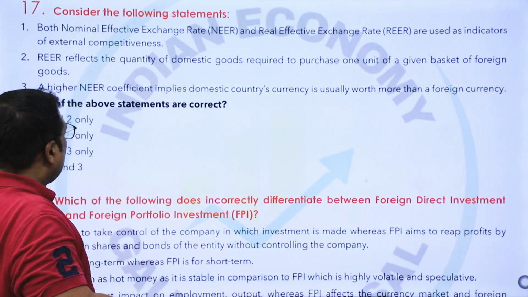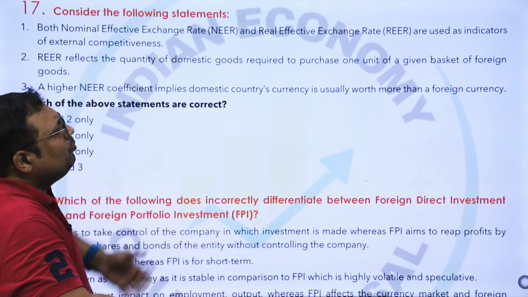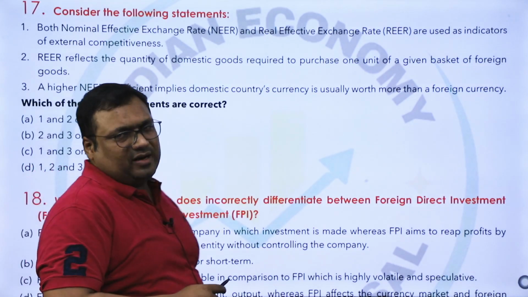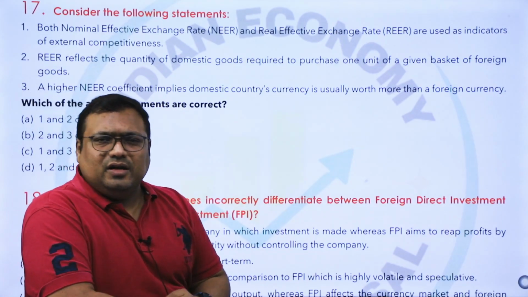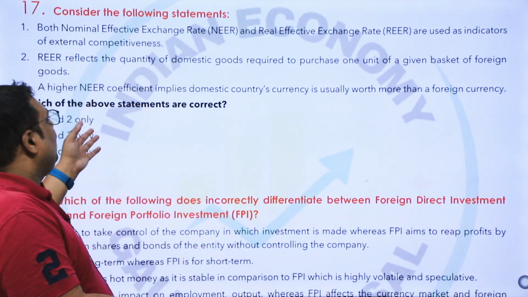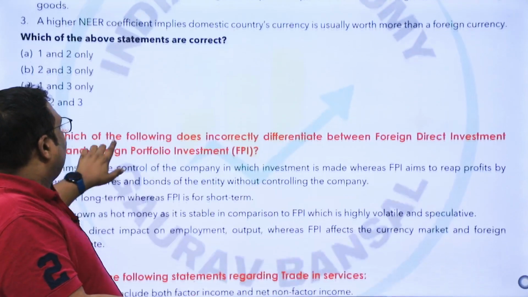Third, a higher NEER implies domestic currency is usually worth more than a foreign currency. That is correct. Okay. In this case, we have to talk about currency. NEER is about currency and REER is about products. So all three are correct, by the way.